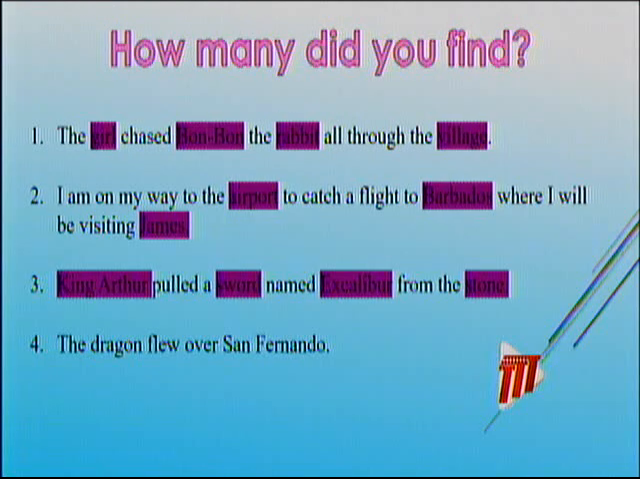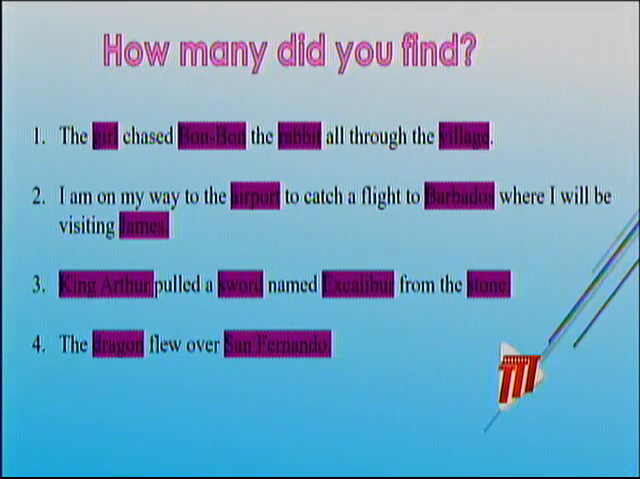King Arthur pulled a sword named Excalibur from the stone. So we have King Arthur, we have sword, as we learned before, we have Excalibur, the sword that I was telling you about, and we actually have stone, which was not one we touched on, but stone would be a thing as well. And lastly, the dragon flew over San Fernando. We have dragon, and we have San Fernando. So those of you who would know, you should. San Fernando is a place in Trinidad that would also qualify as a noun. Very good.